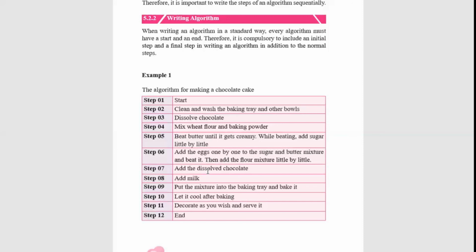Understood? If you prepare a normal butter cake, you will not have step 3 and step 7. That's it. Rest of the thing is very similar. So that's the algorithm. It's not a very big thing. You just have to write these steps in order with the start and end, the initial and the final step.